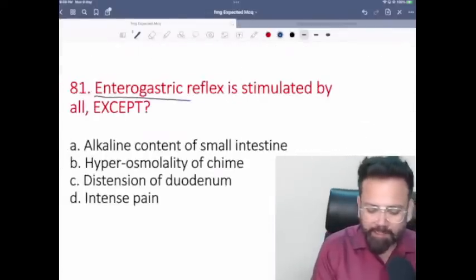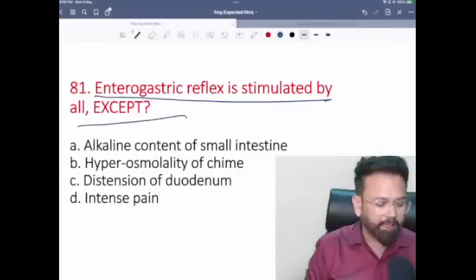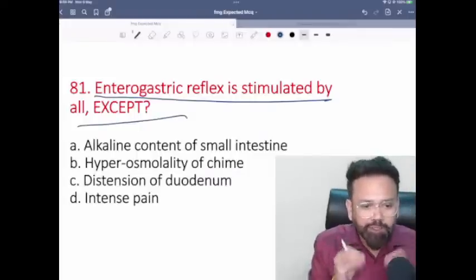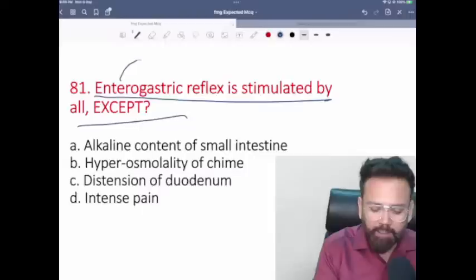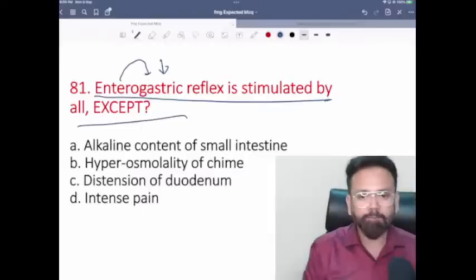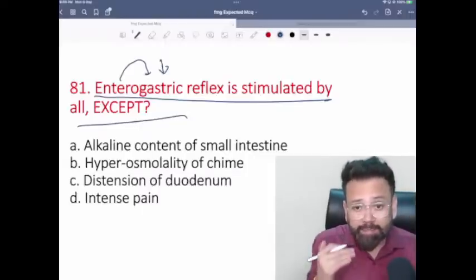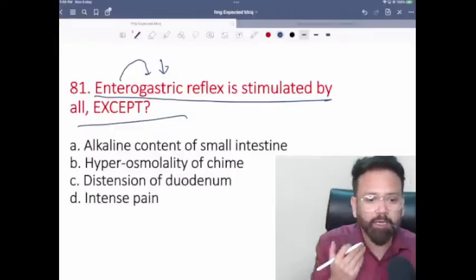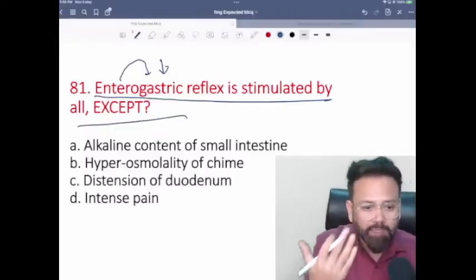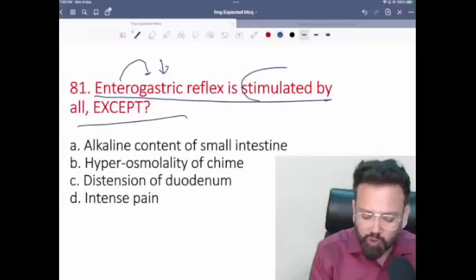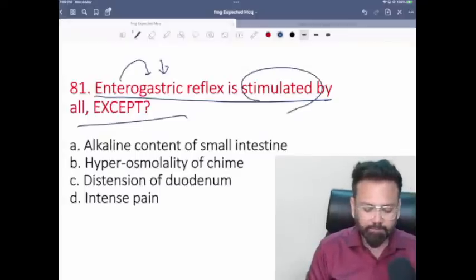Enterogastric reflex is stimulated by all except. When food is reaching in the intestine, it decreases gastric motility. When intestine is decreasing gastric motility, it is called as enterogastric reflex. So it is stimulated by all except.